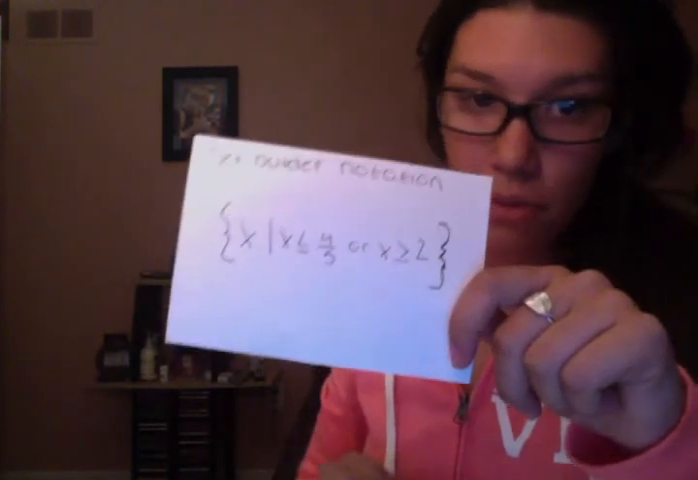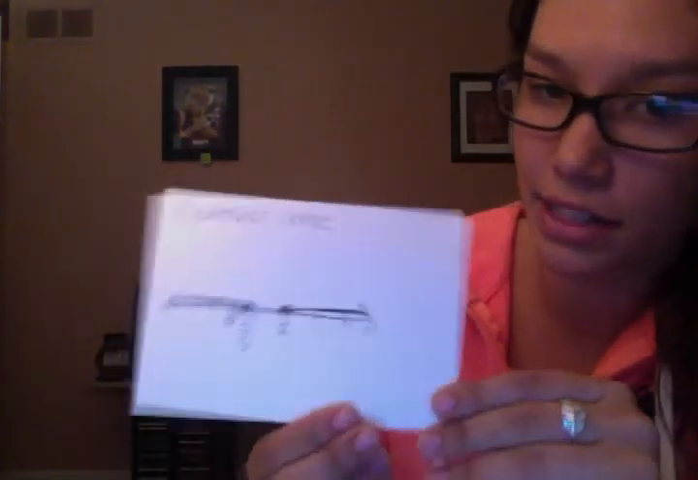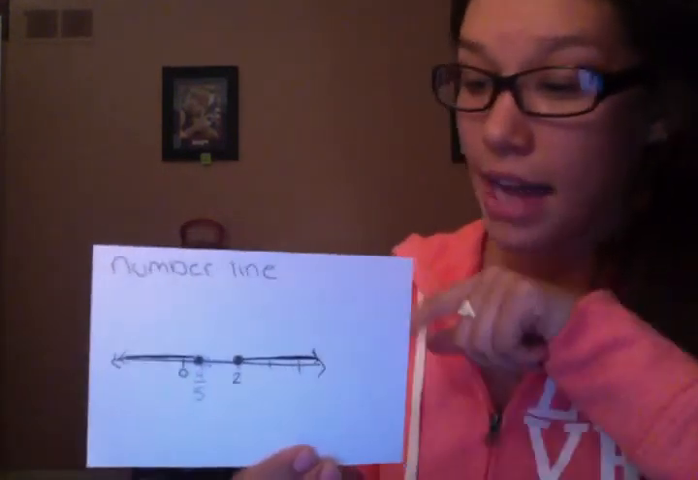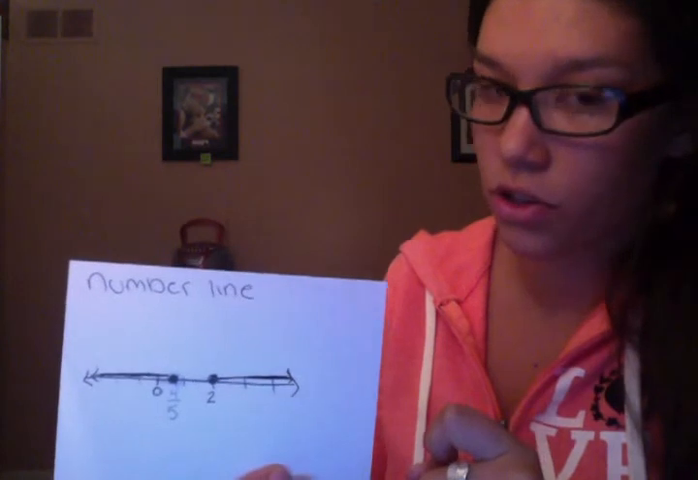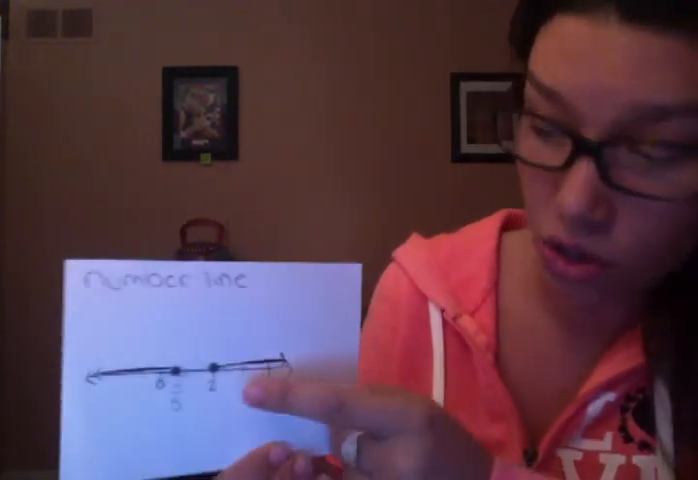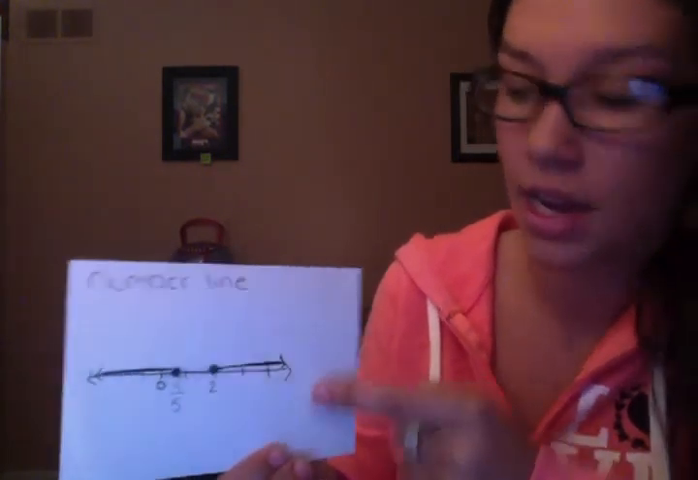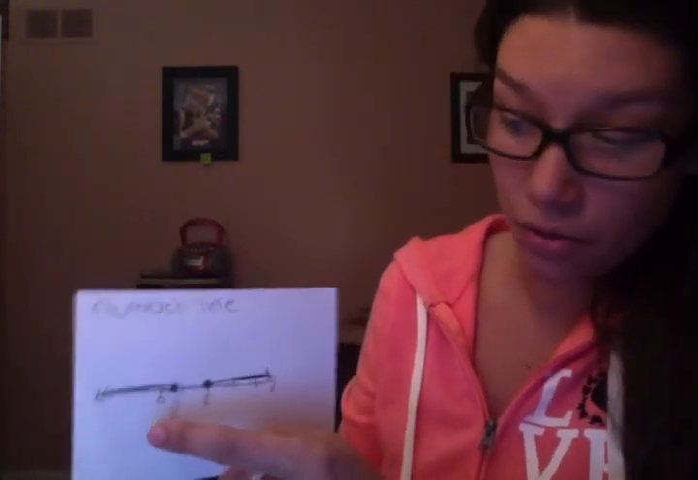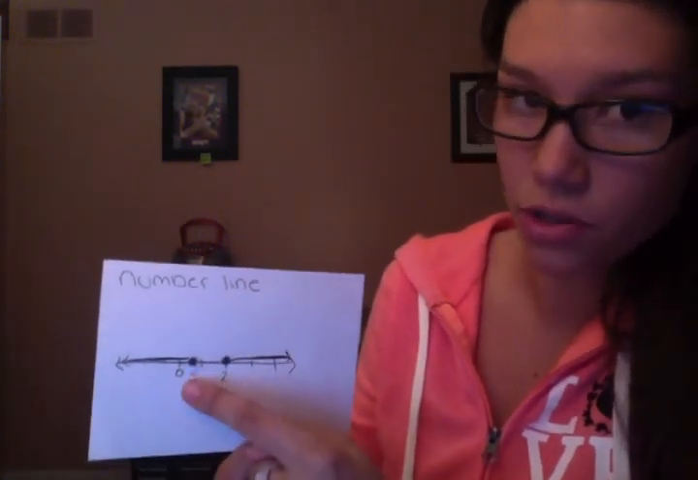Another way we can represent this solution is on a number line. First, we want to find 0 on the number line, and then we're going to plot 2 and 4/5. Since x is greater than or equal to 2, we're including the 2, so we put a closed circle and we shade to the right. And since x is less than or equal to 4/5, we include 4/5, again with a closed circle, and we shade to the left this time.